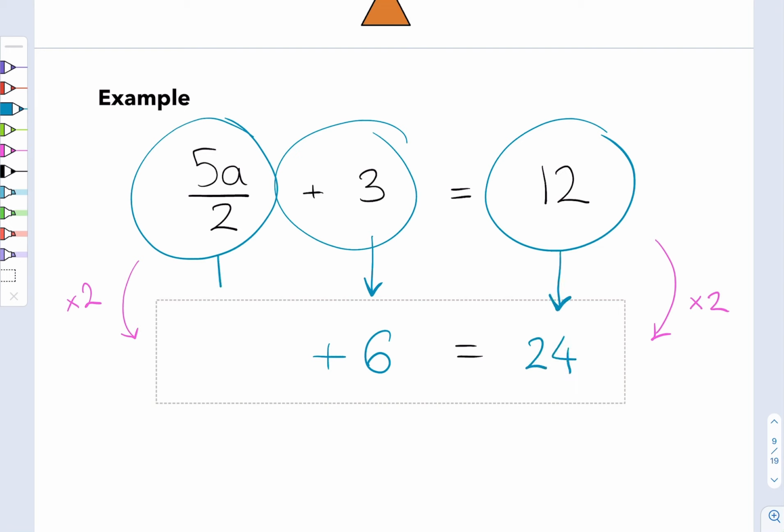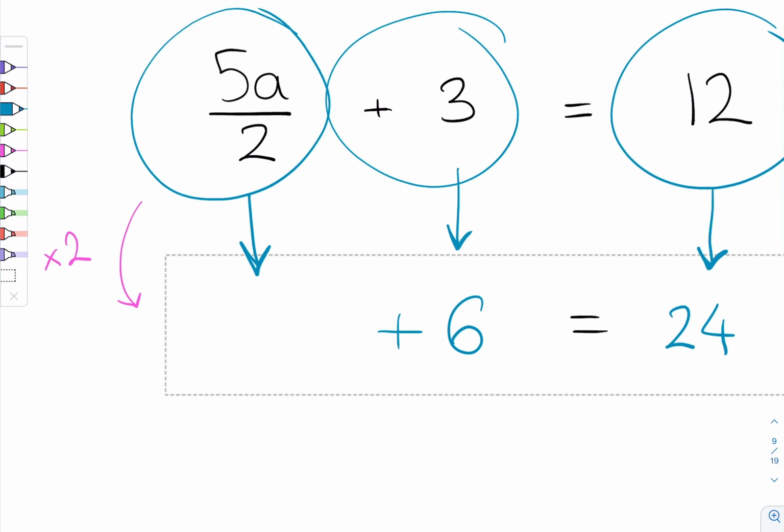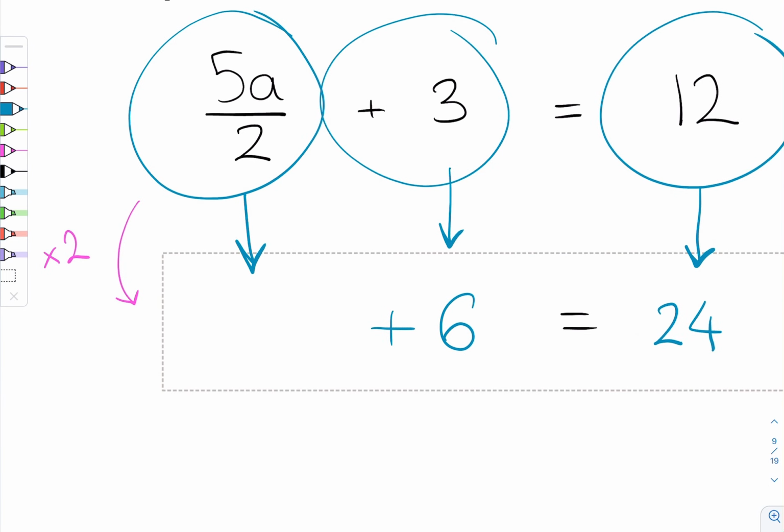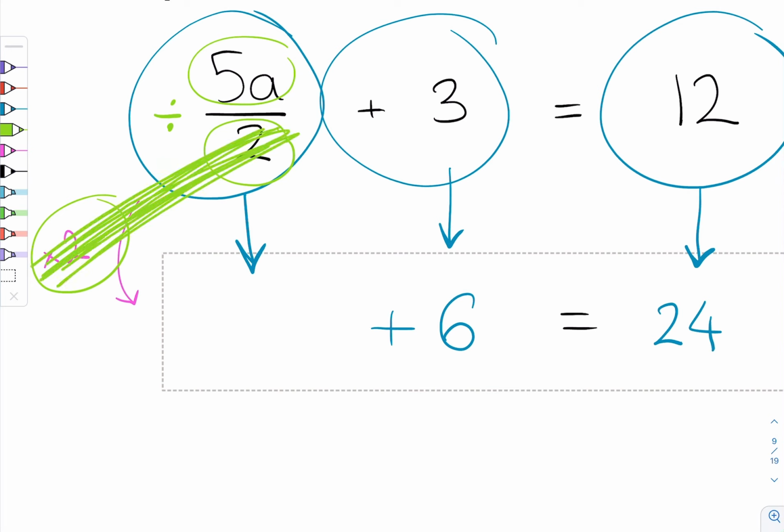Now I'm going to do this last term over here, that fraction chunky bit. This is actually going to cancel. So this actually says 5a divided by 2. If I then multiply it by 2, these two things actually cancel each other into a 1. So 5a divided by 1 turns into just 5a. So it's like I'm eliminating the bottom of the fraction by doing this. So that's actually going to turn into 5a.